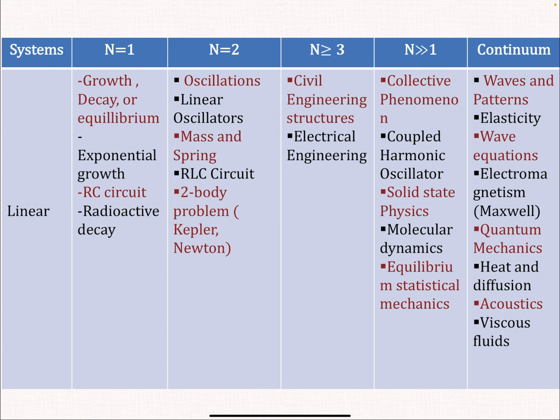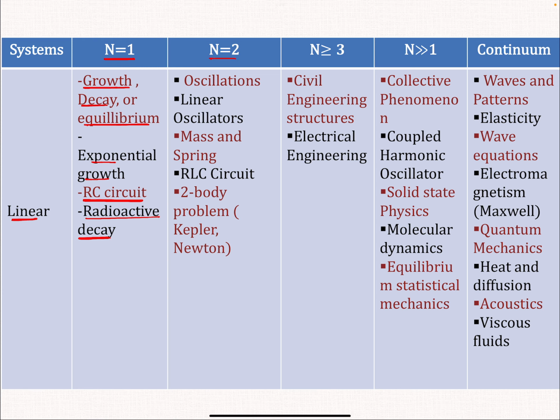So here it is, linear systems. One-dimensional linear systems perform the phenomena of growth, decay, and equilibrium. These are all terms related with linear systems of dimension 1. You can see exponential growth. Examples are the RC circuit, resistance capacitance circuit, or radioactive decay. Such equations show one-dimensional, linear behavior.